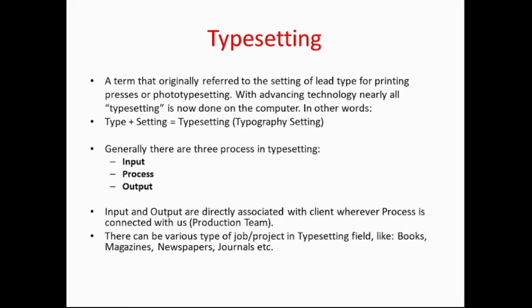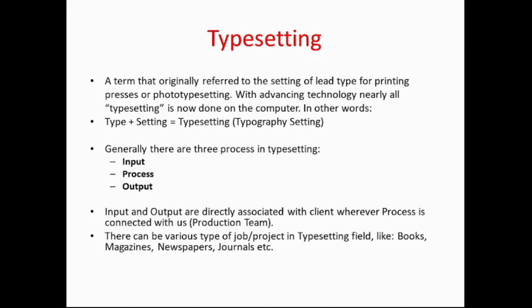So if you see a book, a journal, a magazine, whatever you are seeing in a digital format, textual related thing, two types are there. One is text, another is layouting. The combination of these two coming together is typesetting. Generally, there are three processes in typesetting: input, process, and output. Be careful about these three points.